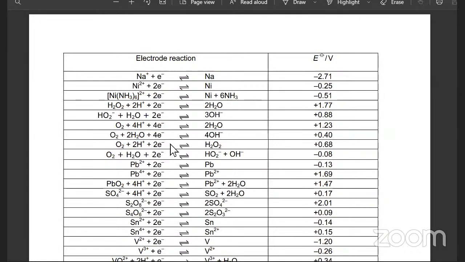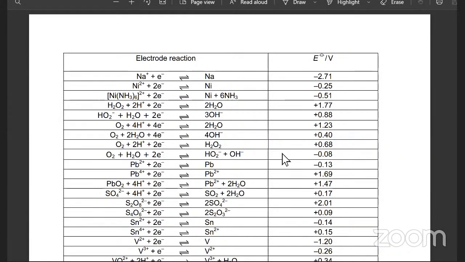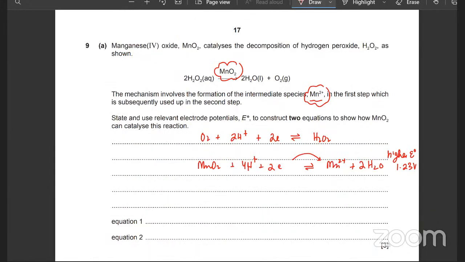So I'm going to write this: O2 plus 2H+ plus 2 electrons in equilibrium with H2O2. And the value for that is 0.68 volts. So that kind of works out as well, because that is the lower E naught. Remember this, in electrochemistry, it's the lower E naught that always loses electrons, and it's the higher E naught that always gains electrons. So the lower E naught is the one that's going to lose electrons.